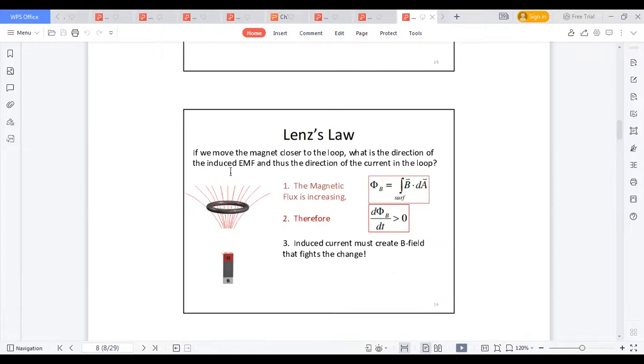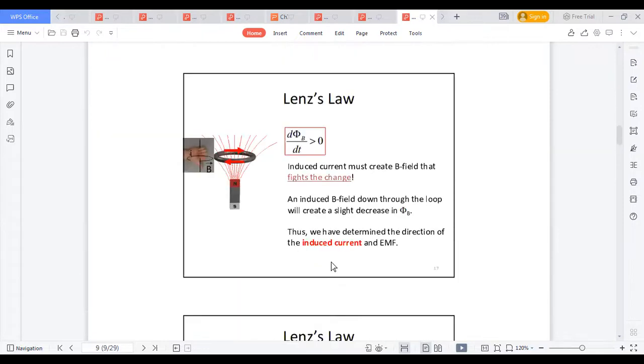And in Lenz's law, if we move the magnet closer to the loop, what is the direction of the induced EMF, thus the direction of the current in the loop? The magnetic flux is increasing. Phi B equals the surface integral of the magnetic field with the small area dA, and therefore this will be positive for increasing flux. Now, the induced current must create a magnetic field that fights the change.